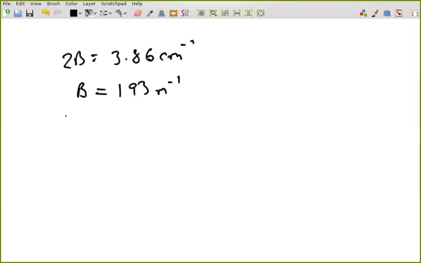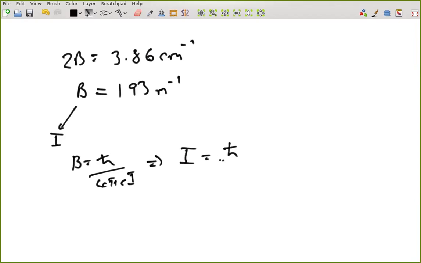And then from here, of course, we've got to calculate what I is, and for I you're going to use B equals h-bar over 4 pi c I, which means that you can rearrange, of course, to get I equals h-bar over 4 pi c B.